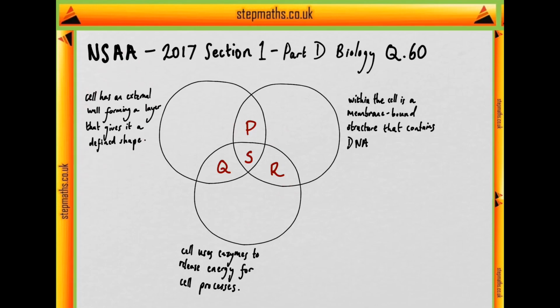Well, immediately it jumps out that we have an external wall in the case of bacteria, which isn't shared by animals, although it is by fungi, so P and S are in consideration. But the answer is Q in the case of bacteria, because it does have enzymes releasing energy for cell processes, namely in the case of glycolysis, which animals also share.